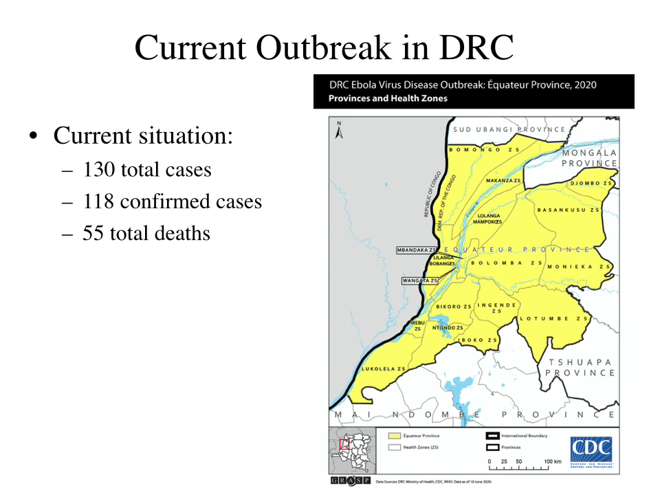On the 1st of June 2020, the DRC declared yet another Ebola outbreak. This occurred in the Equator province in northwestern DRC, so the opposite side of the country from where the last outbreak occurred. There does not appear to be a link between this outbreak and the one that occurred on the other side of the country.